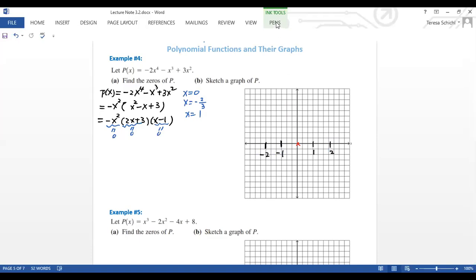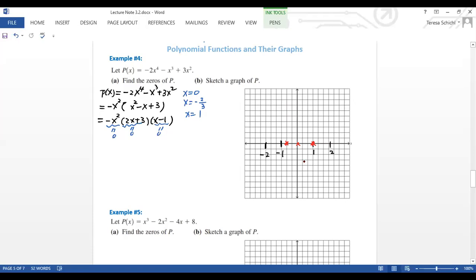Okay, so 0 is here. Now x equal to 1. So that means it's going to pass through here. All right. And then the next one is here, x equal to negative 2/3. x equal to negative 2/3 is here, right? So I know my graph is going to pass those few points here, right?